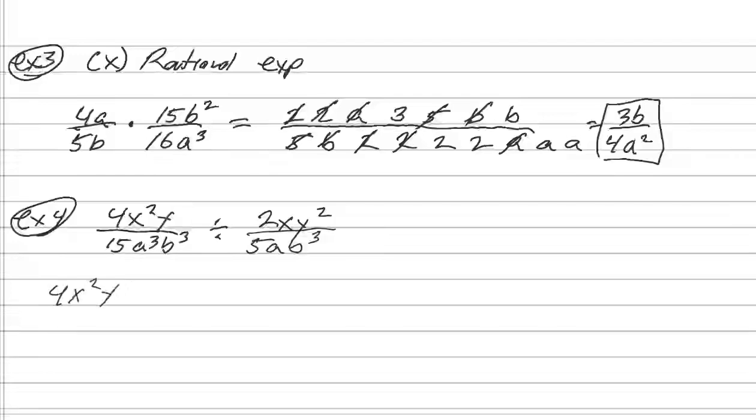4x squared y over 15a cubed b cubed. I'm going to change this to multiplication, and I'm going to flip this guy over. Keep, change, flip. So I'm going to put 5ab cubed on the top, and on the bottom I'm going to put 2xy squared. Okay, now if I wrote all these out in prime factors, you can do that, and I'm going to also solve this another way. Let me get a little bit more paper here.